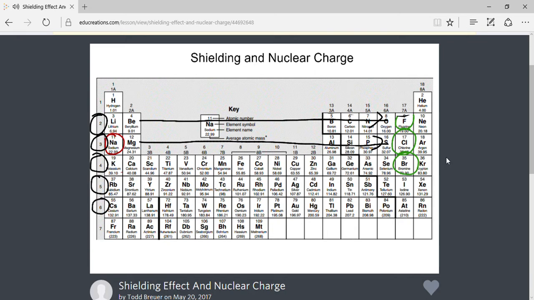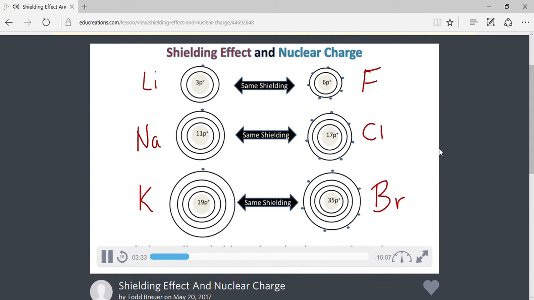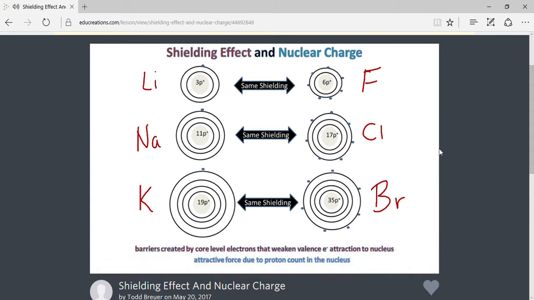Let's now take a look at what this might visually look like with something known as a Bohr model. Bohr models for each of the atoms of interest are shown: lithium, sodium, potassium, fluorine, chlorine, and bromine. Let's first describe what we mean by shielding. When looking at the illustration, this describes the elements of lithium and fluorine having the same shielding. Likewise, sodium and chlorine having the same shielding, as well as potassium and bromine.